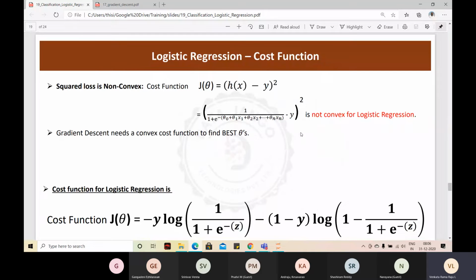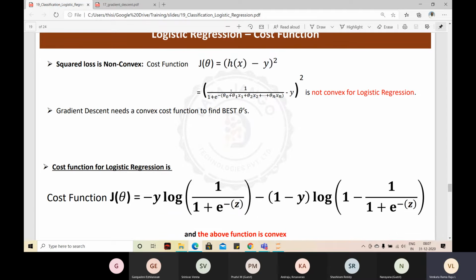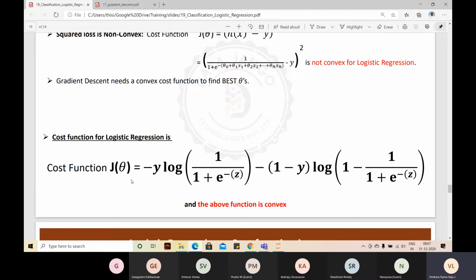And this is not a convex function. If you substitute this kind of an equation in place of h of x, it is not convex. And gradient descent always needs a convex function, because it needs a slope that shows the direction for the thetas to move in. Got it? So we are going to choose a convex function as the cost function. See this here? The cost function for logistic regression is going to be minus y log h of x, minus 1 minus y log 1 minus h of x.